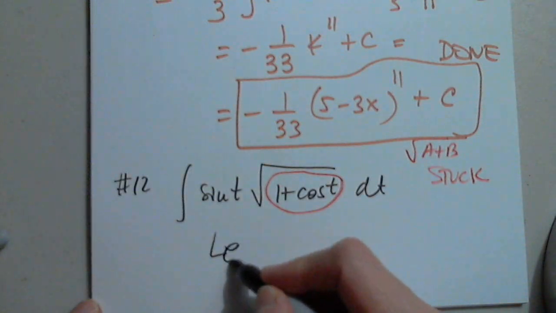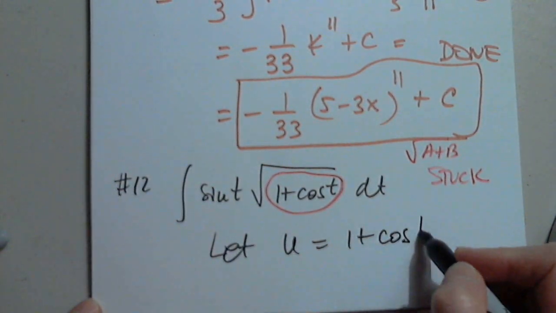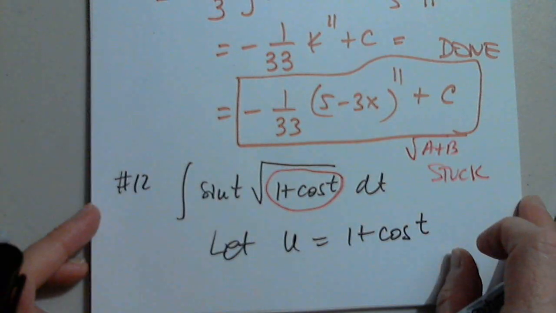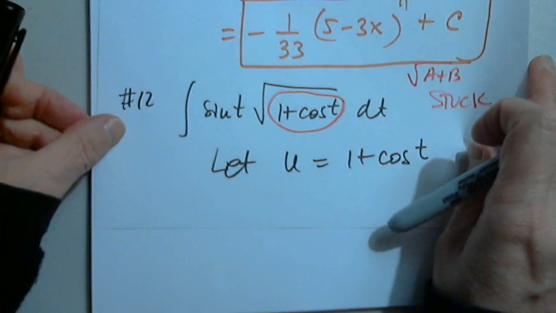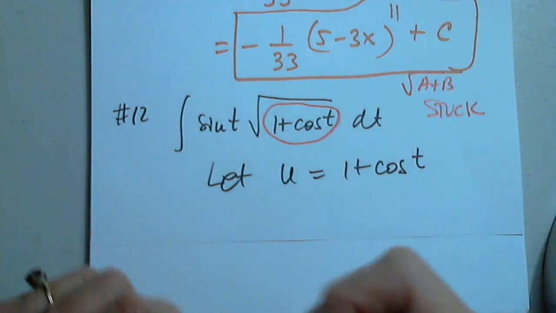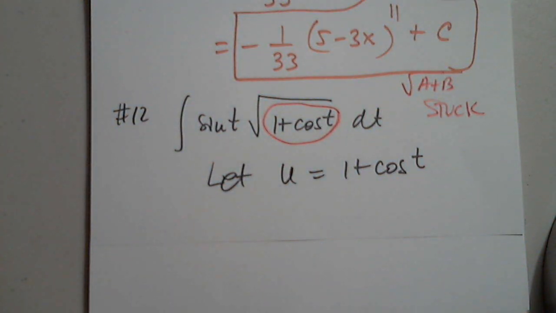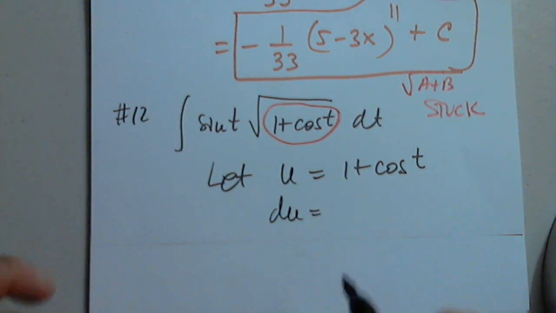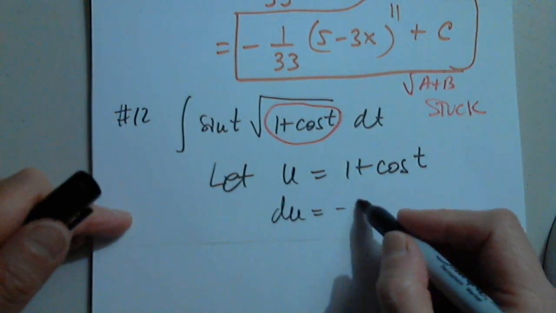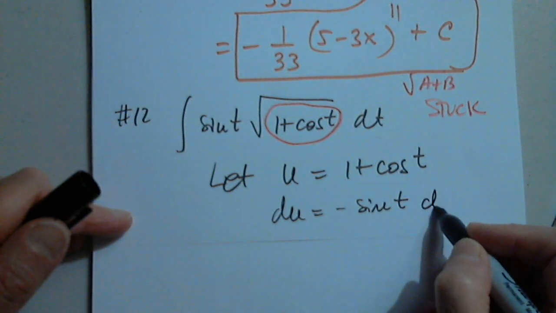So I'm going to say let u be 1 plus cosine t. What is the next step? Mandatory step. Absolutely mandatory step. What is it? Find du. Exactly. Without du, I can't continue. And du is? Would it be negative sine t dt? Awesome.